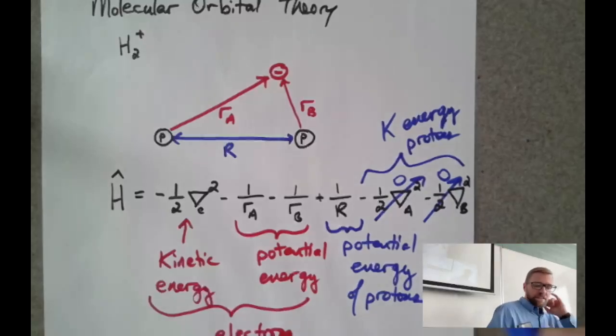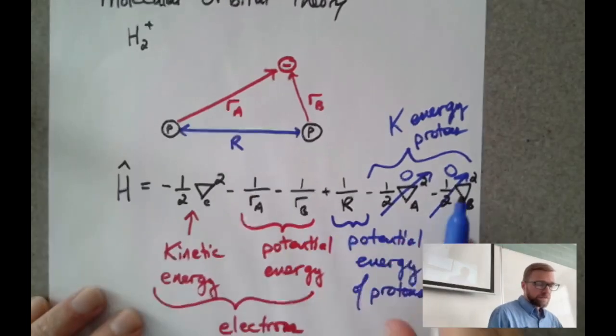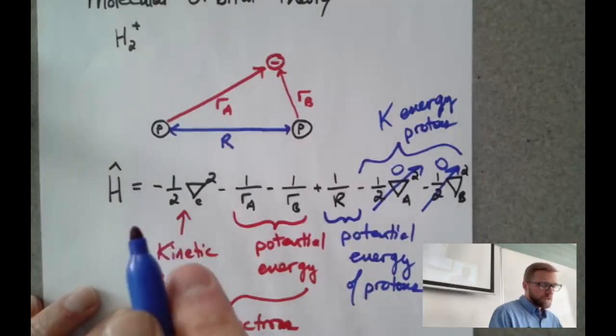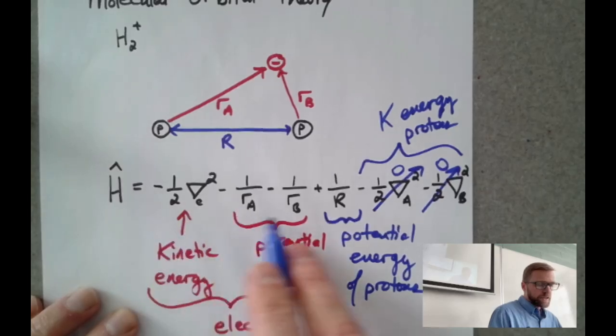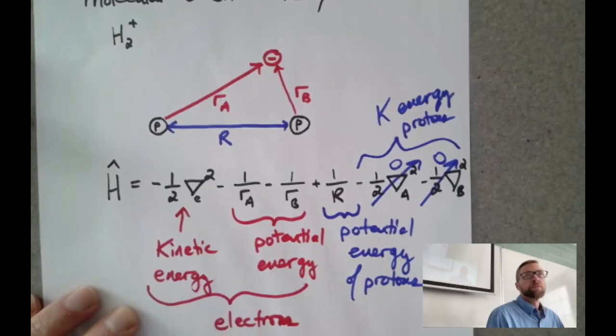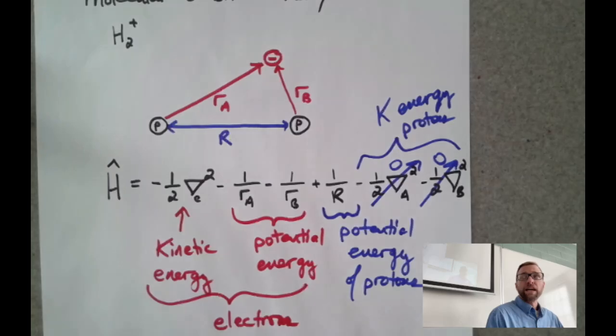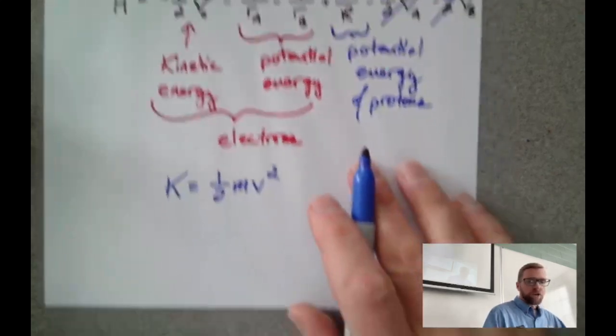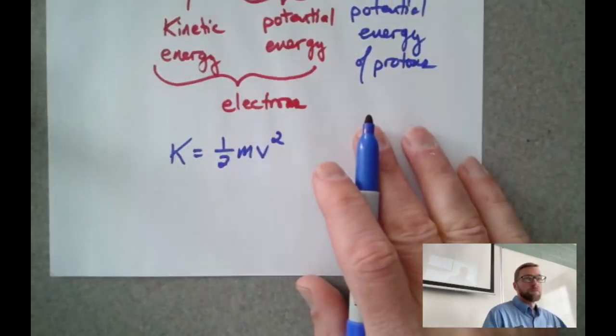Okay, so after we get rid of those, we're left with the kinetic energy of the electron and 3 potential energy terms. This problem is actually solvable analytically, but we're not going to do that. It's not very useful. Instead, we're going to apply something called the variational method to this problem.